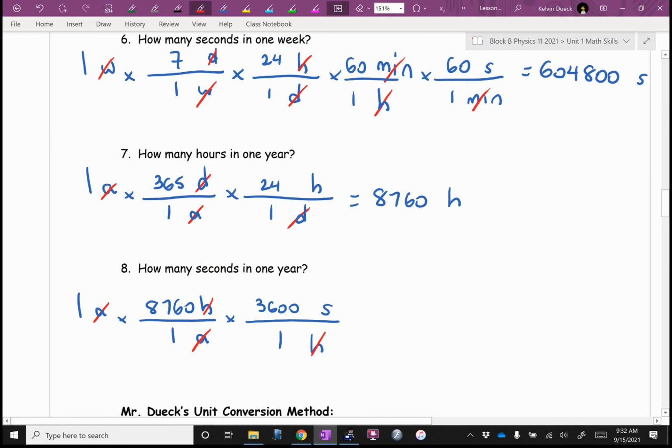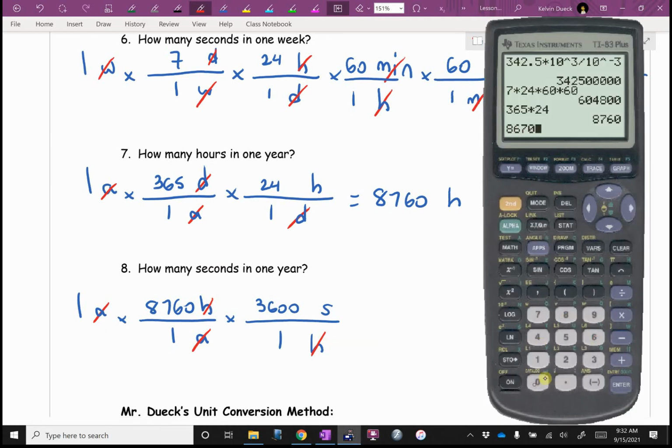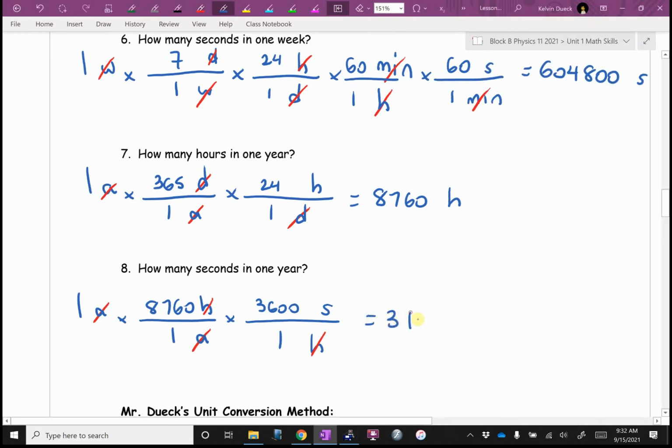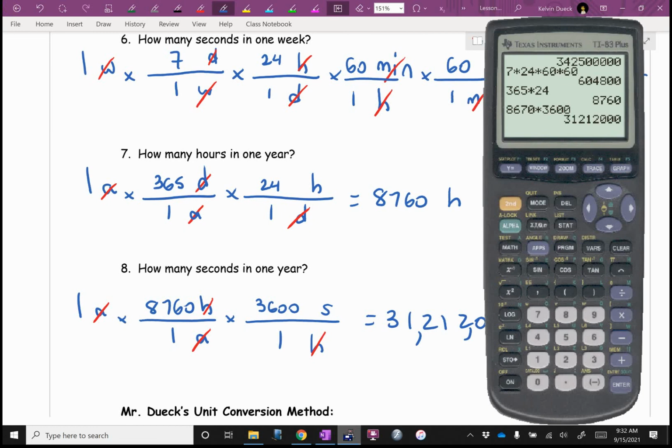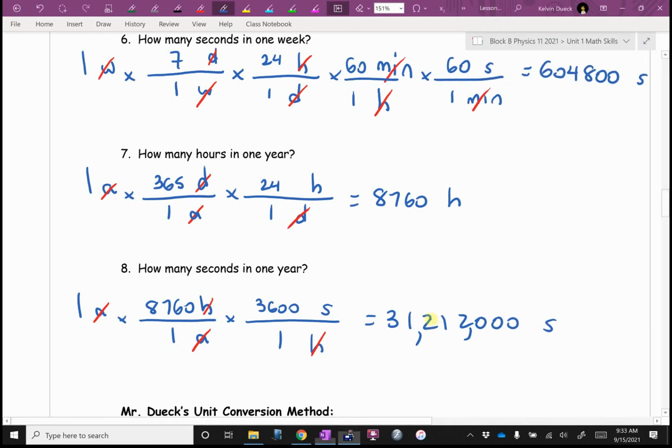How many seconds in 1 year? I get 31, 21, and then 2,000. So if I put in the commas, every year is a little more than 31 million seconds. Is that wrong? Mr. Dewick made a typo. You get 31,536. That looks a little better. So every year is about 31.5 million seconds, roughly.